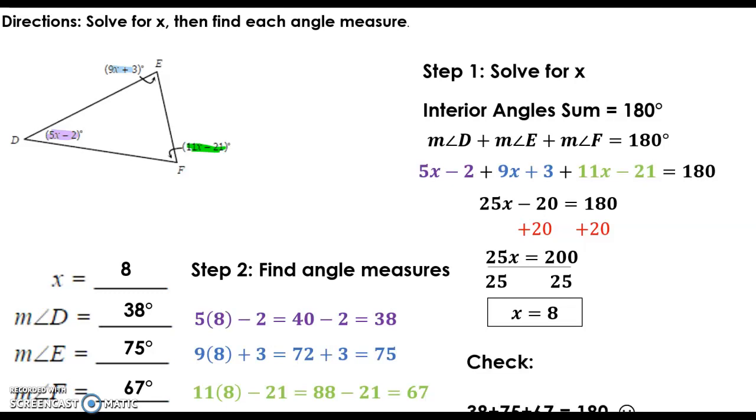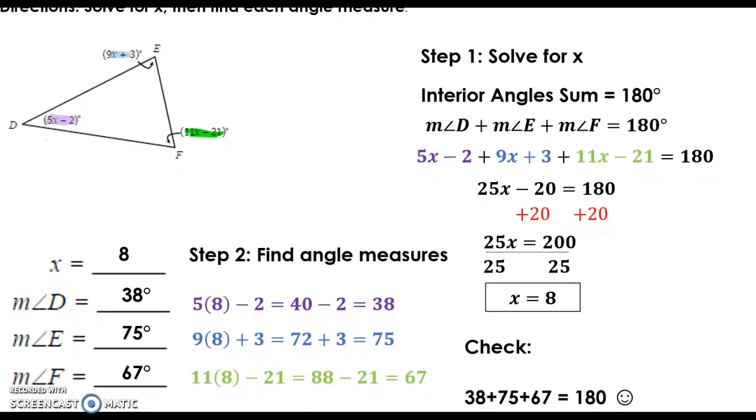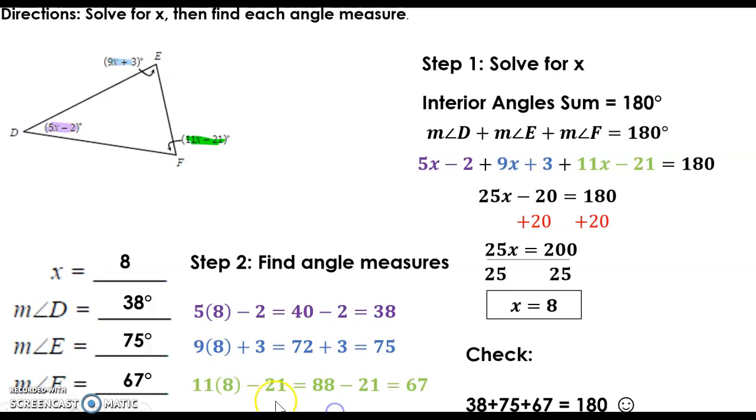All right, so then just to double check, we have 38 plus 75 plus 67 equals 180 degrees. Hopefully you can all see that okay. Cuts off a little bit there. All right, so let's move on.